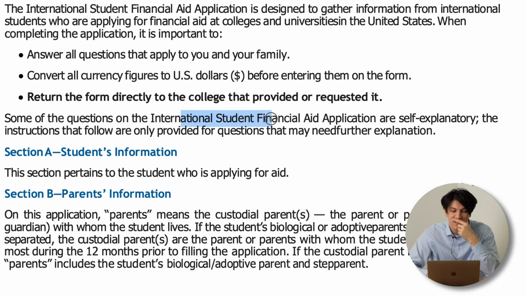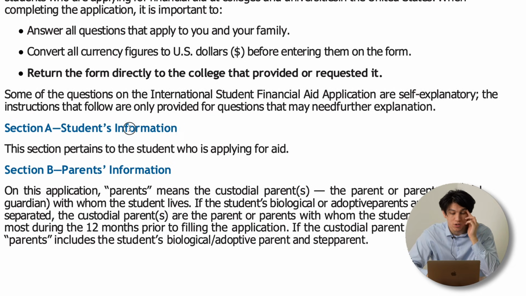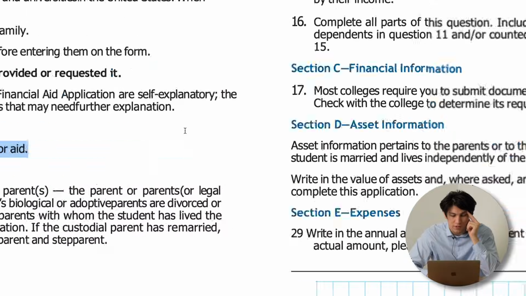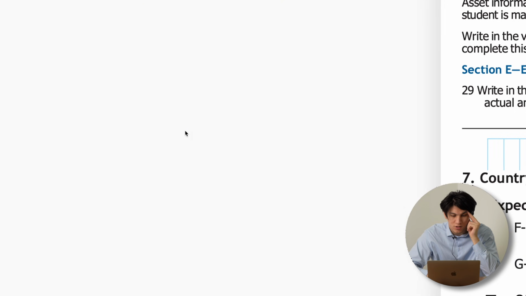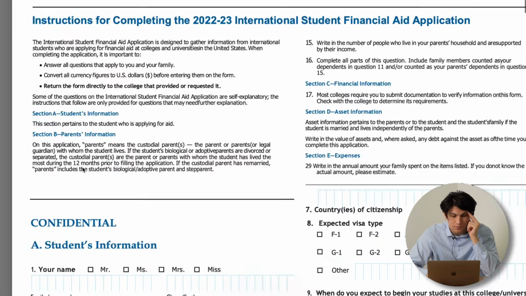Some of the questions on the International Student Financial Aid application are self-explanatory, and instructions that follow are only provided for questions that might need further explanation. So I told you, students' information, parents' information, right? Okay, this is asking about custodial ones. Let's read what they're saying about custodial ones.